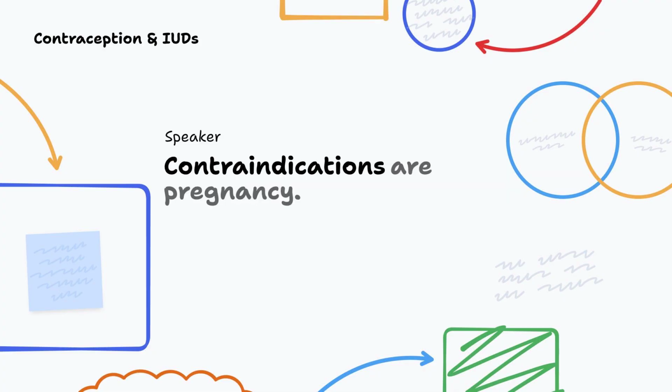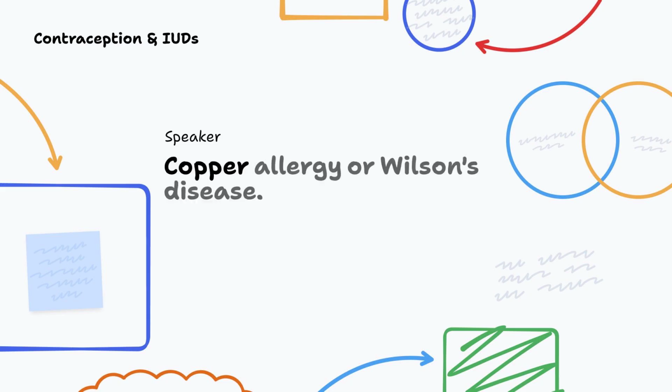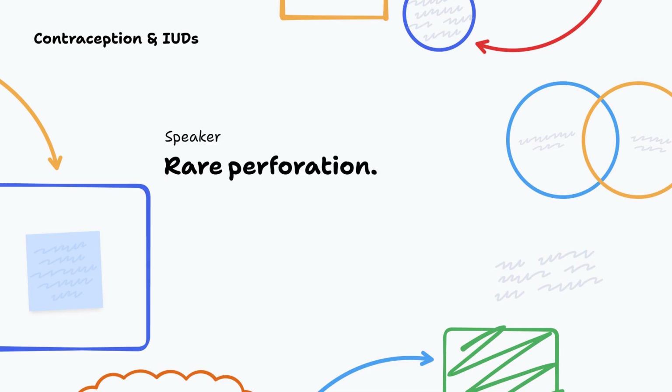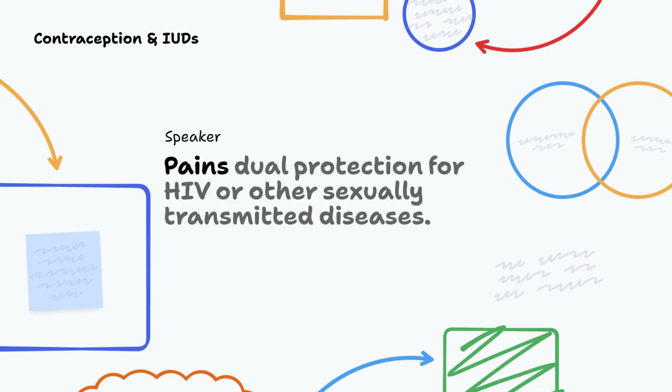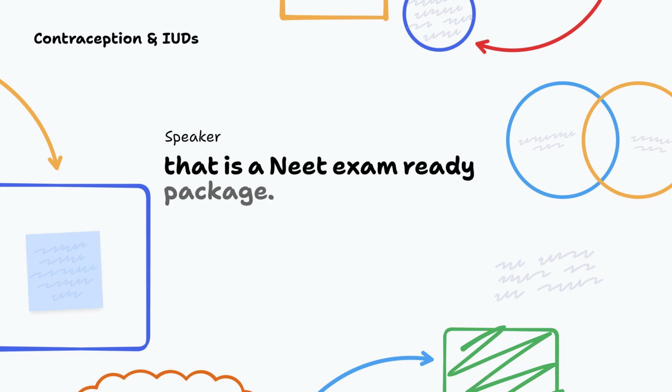Contraindications are pregnancy, active infection, unexplained bleeding, genital cancers, distorted uterine cavity, copper allergy, or Wilson's disease. Side effects are heavier periods, cramps, rare perforation, early insertion-related infection risk. Counseling points are strings, PAINS, dual protection for HIV or other sexually transmitted diseases, follow-up. Cafeteria choice offers full range, ensure informed voluntary selection. That is a neat exam-ready package.